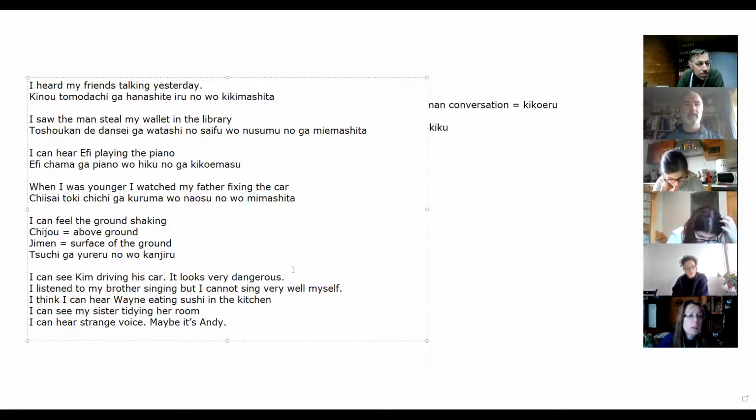Very good. Okay, Tom, I can see Kim driving his car. It looks very dangerous.